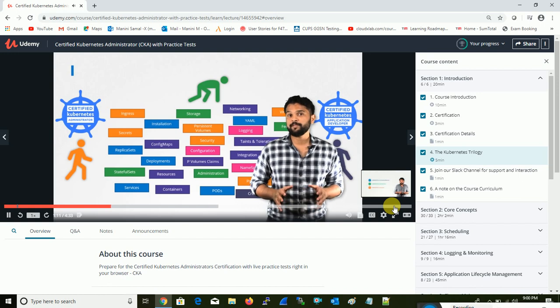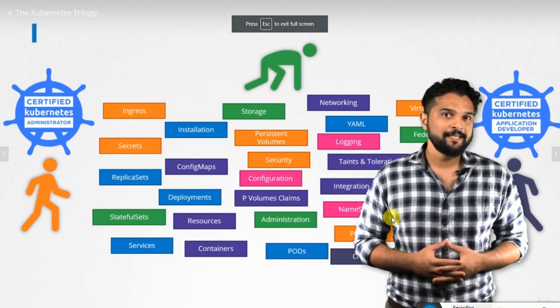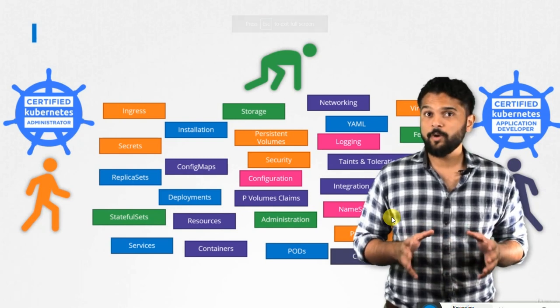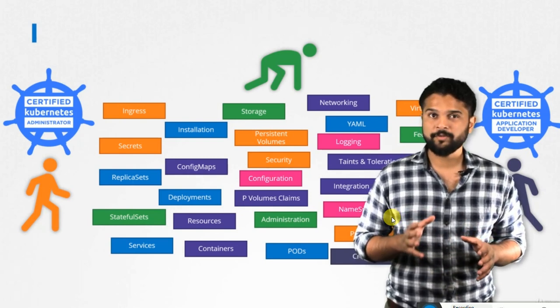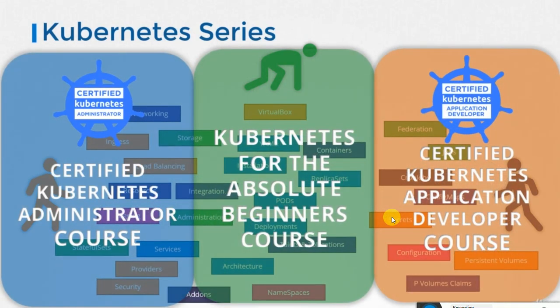Covering all of these topics for all of these students in a single course is an impossible task, which is why we created a 3-course series so each course can target specific audience, topics, and certifications. The Kubernetes for the Absolute Beginners course, the Certified Kubernetes Administrators course, and the Certified Kubernetes Application Developers course. Let's look at what we cover in each of these courses.